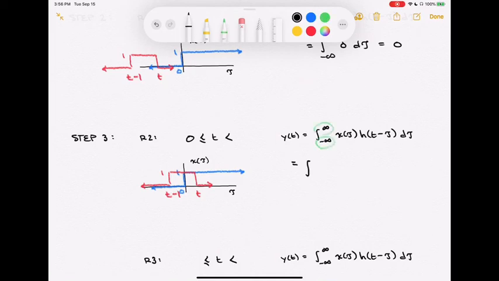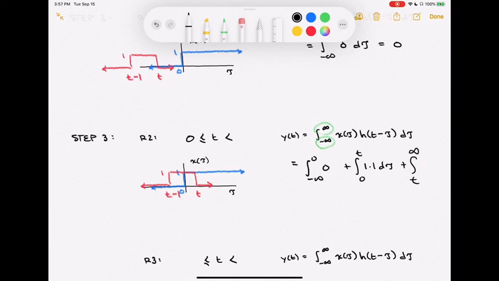I'm just going to break it up into the 3 pieces because the product of x of tau times h of t minus tau is a piecewise function. The first piece goes from minus infinity to 0, and over that part, it's 0. Then I'm going to add the integral from 0 to t of the product x of tau times h of t minus tau. Over that interval, the x of tau function is 1, and the h of t minus tau function is 1. So I'm going to get 1 times 1 d tau. And then I'm going to have that integral going from t to infinity. That gives me the full integral from minus infinity to infinity.